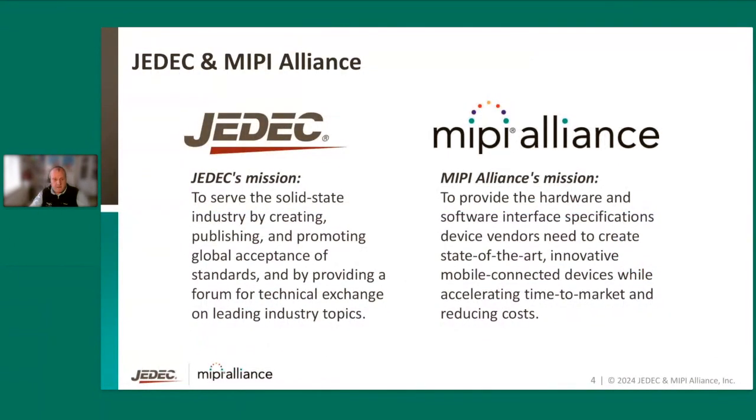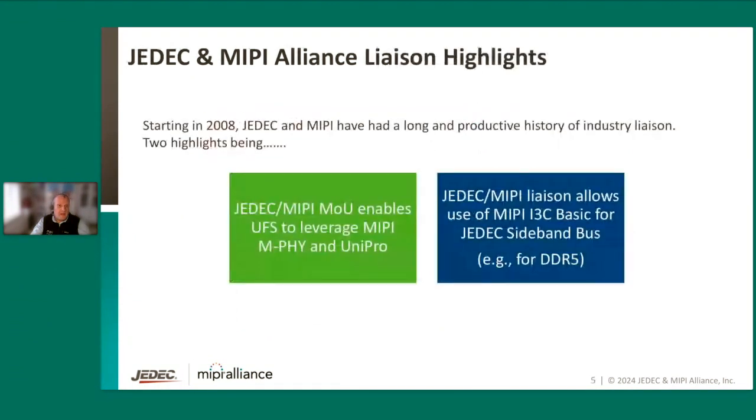So firstly, you'll note today that the webinar has been brought to you by both JEDEC and MIPI Alliance. JEDEC and MIPI Alliance are two standard-setting member-led industry associations working in the electronics industry. You can see here the mission statements for both organizations. JEDEC's is to serve the solid-state industry by creating, publishing, and promoting global acceptance of standards and providing a forum for technical exchange of topics of industry interest. And the MIPI Alliance mission is to provide the hardware and software interface specifications that device vendors need to create state-of-the-art, innovative, mobile connected devices whilst accelerating time to market and reducing costs. So those are our two host organizations for today.